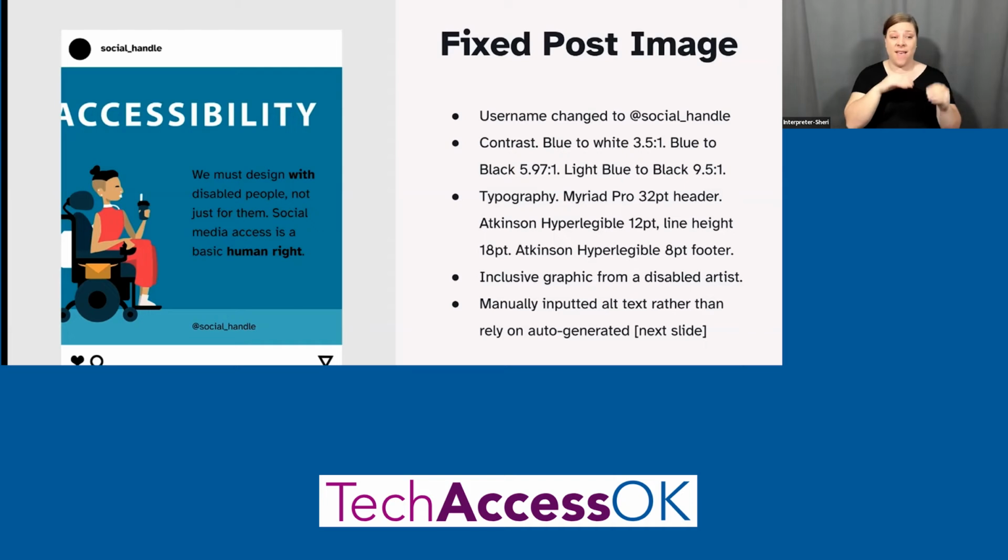The background is now a blue, which contrasts with the white header text with a 3.5:1 ratio. That is a double A pass for large text, and this text is around 32 points, so that's perfect. The blue against the black body text is a 5.97:1, which is a full double A pass. And then at the bottom, we added a light blue banner. That contrasts with black with a 9.5:1 ratio, which gives us a triple A compliance, which is really good because our social handle is a smaller font size.